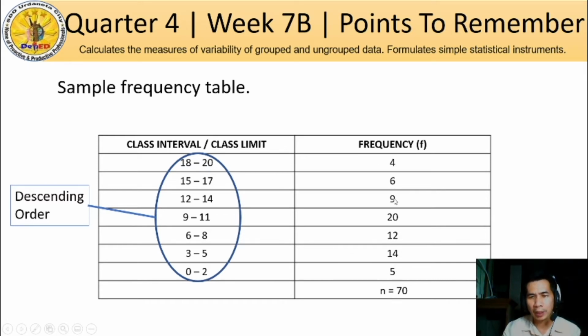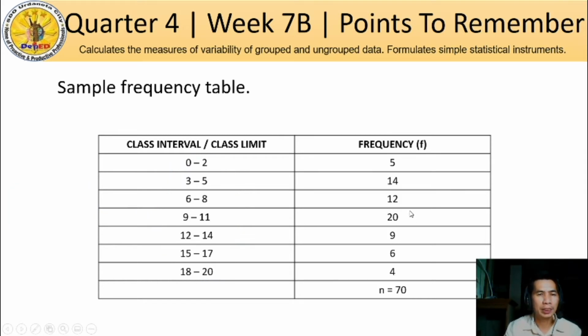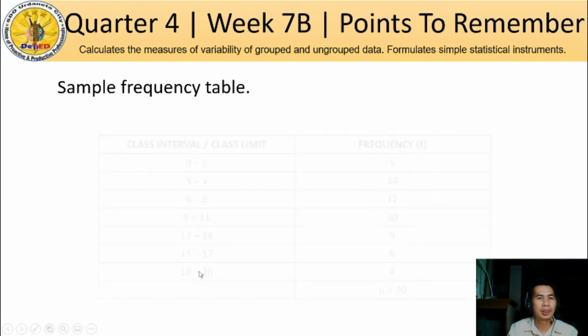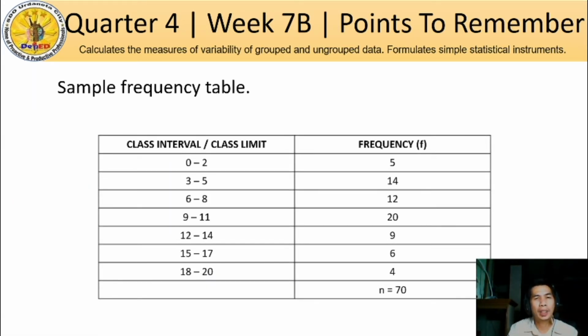So, parehas na pag ganito yung ayos nyo, dapat yung frequency isusunod ninyo. So, ito naman, yung 0 to 2, siya pa rin yung 5. Yung 18 to 20. So, yung frequency isusunod nyo dapat dun sa pagkakaayos. Okay? Since, as I have said kanina na ang ginagamit dun sa activities ninyo is the ascending order. So, yun yung gagawin nating mga example mamaya.